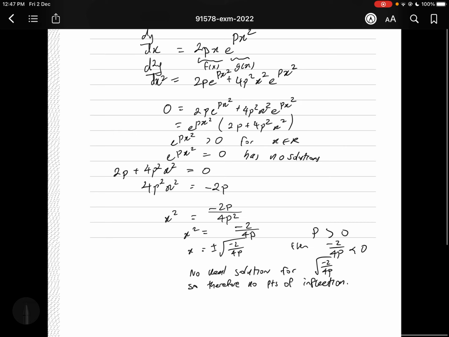And that's the justification that you will need, and that is it for this question, because we've proved that e to the power of px squared cannot be equal to 0, and we proved that 2p plus 4p squared x squared can also not be equal to 0. And that proves that there are no points of inflection, because there are no values of x that can make the second derivative equal to 0.